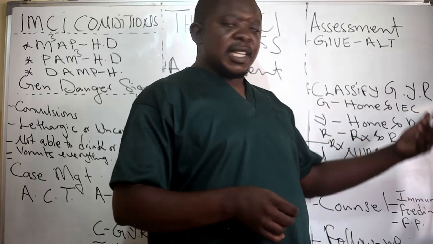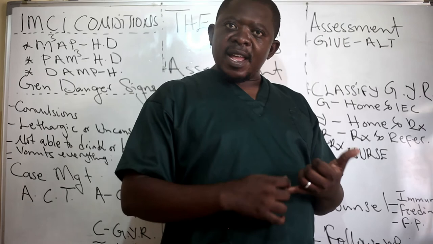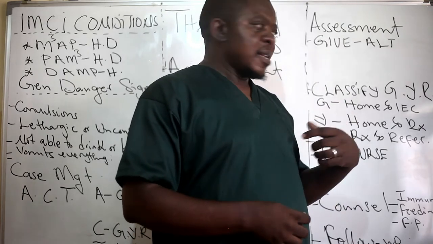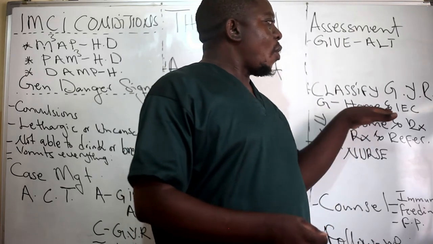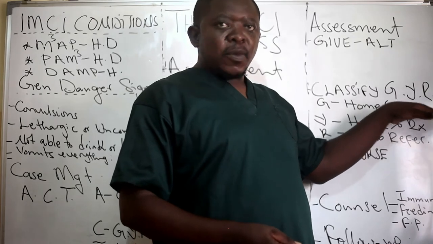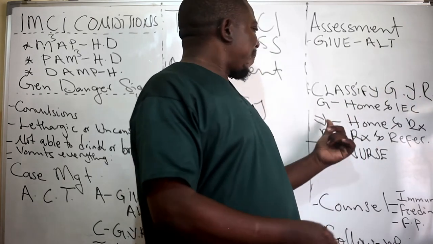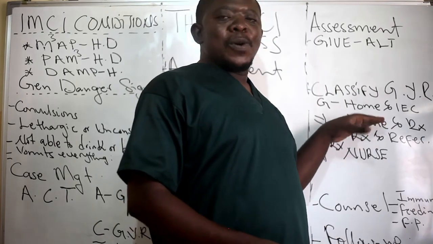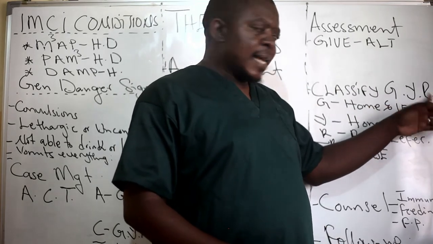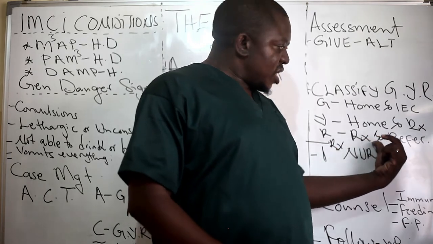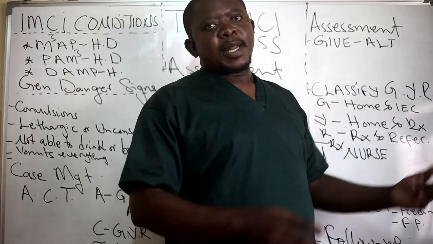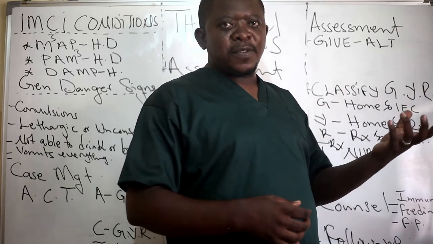Then classification. Classification triage of IMCI: green is for the patient to go home and give IEC. Mostly it's for the patient to go home and give IEC. Okay, then yellow is to go home and you give treatment. Then for red, you treat and refer. If you are at the clinic, you can refer to the hospital for further management.